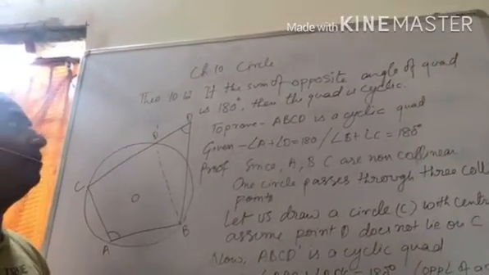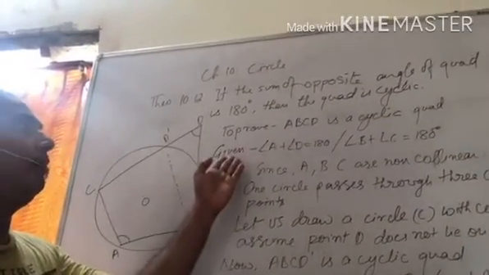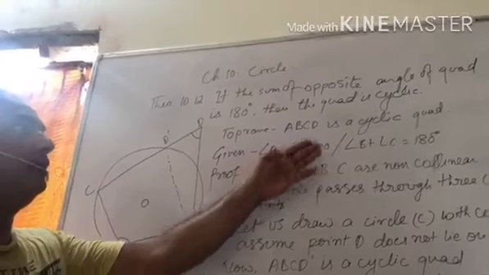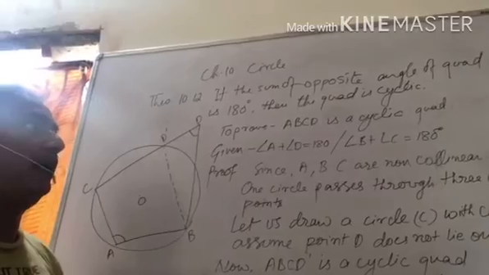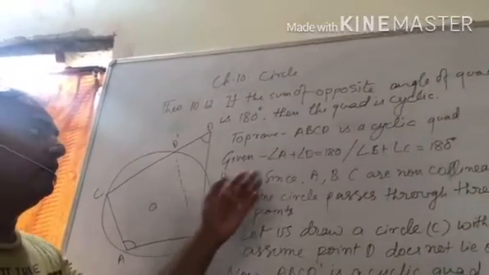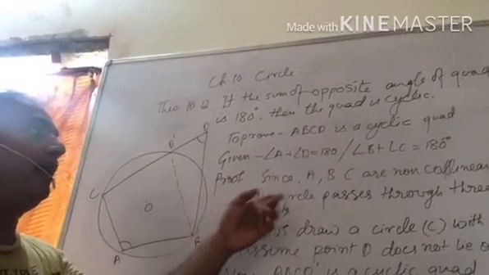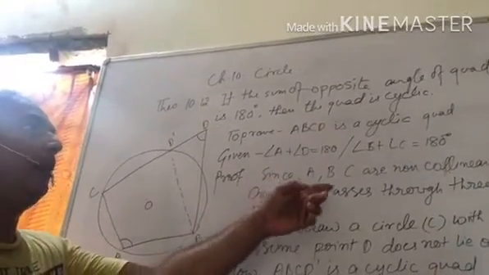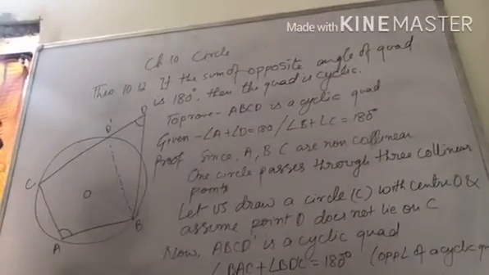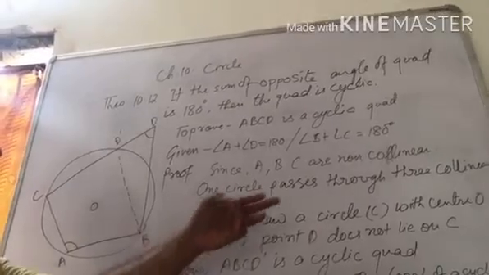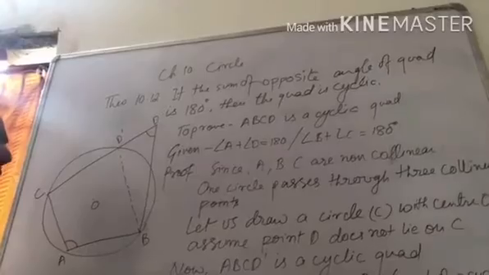To prove ABCD is a cyclic quadrilateral, given angle A plus angle D is equal to 180 degrees, or angle B plus angle C is equal to 180 degrees. Proof: since A, B, C are non-collinear, one circle passes through the three points. We already read about this theorem also. Let us draw a circle C with center O and assume the point D does not lie on C.